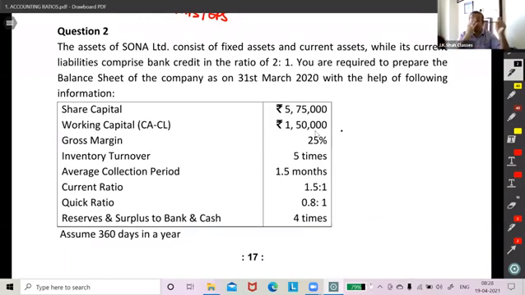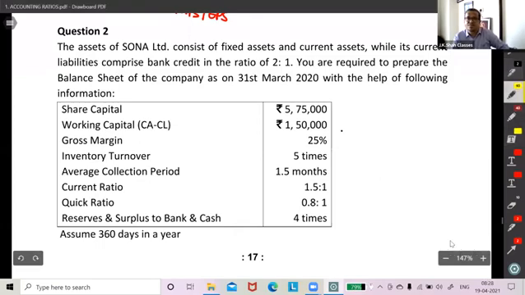Let's come to question number 2. Let's go through it quickly. Assets of Sona Limited, let's read it very carefully. Assets of Sona Limited consist of fixed assets and current assets. So it's making it very clear: on the balance sheet asset side, you will have fixed assets and current assets.